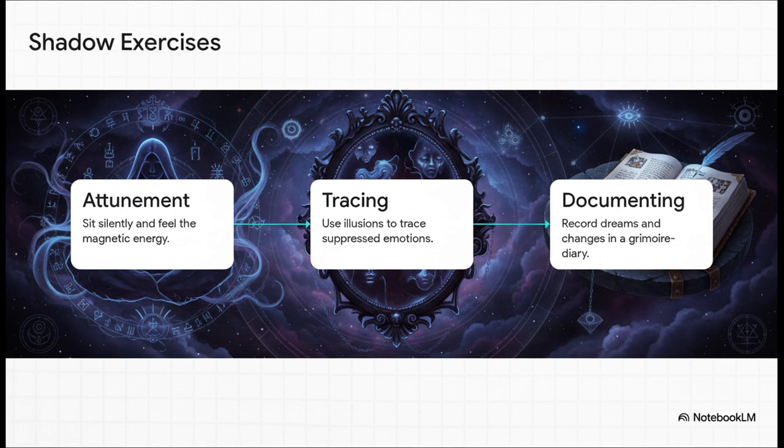When a distraction or an annoyance pops up in your day, use it as a mirror. Trace it all the way back to the suppressed emotion that caused it. And the third step is absolutely crucial. You have to rigorously document every single dream, every meditation, and every emotional shift in a dedicated grimoire or diary. You've got to log the data of your own mind if you want to conquer it.